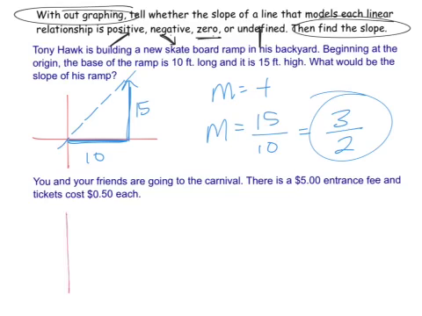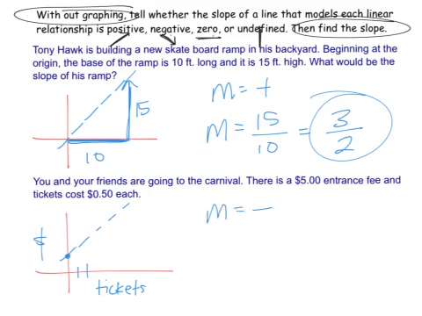Next, we're going to the carnival. We have to pay $5 to get in, and tickets are 50 cents each. So if I would label this, I'm going to say this is my tickets, and this is the money I'm spending. Okay, so right away, without buying any tickets, I spend $5. And then if I buy one ticket, I spend another 50 cents, 2, another 50, and so on. And it's going to look like that.